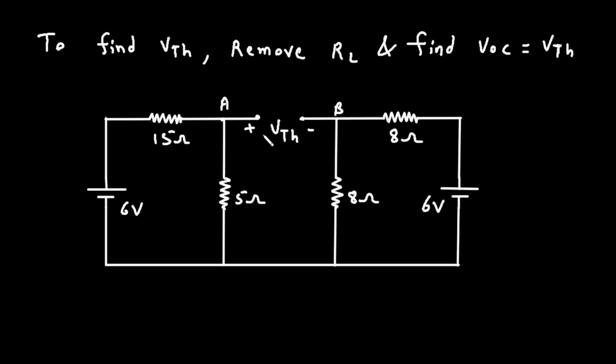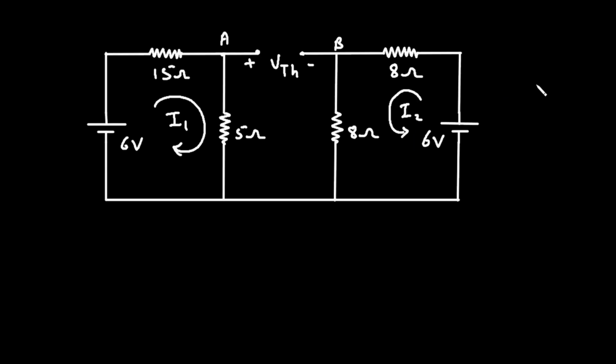Now we can easily find the value of VTH. Let's say this is loop number 1 with current I1 and this is loop number 2 with current I2. Now we have to find voltage across this 5 ohm and voltage across this 8 ohm. That means VTH is equal to VA minus VB. Now this VA is the voltage across this 5 ohm and VB is the voltage across 8 ohm. So here the positive terminal of this VTH is on this side and negative terminal is on this side. So VA minus VB is equal to VTH.